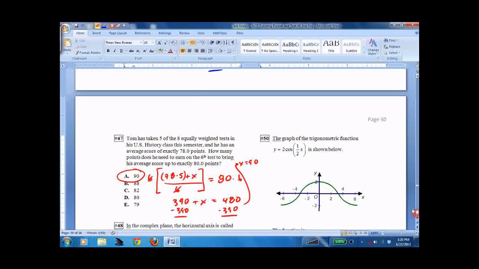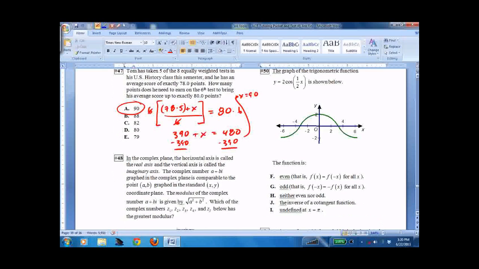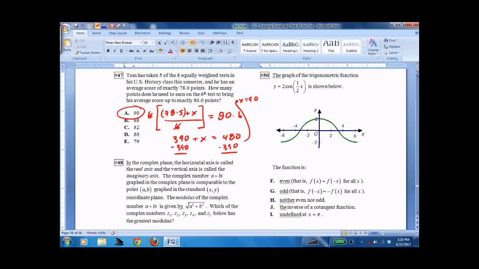Here's one of the easiest questions on the test, if you know it. This is a graph of cosine with some other stuff. And it asks, is the function even, odd, neither, an inverse, or undefined? Well, if you know even and odd, even just means that if I look at both sides here, I get the same thing folded over. So if I could take the page and bend it in half, this maps to here, and this piece maps to here, and they fall right on top of each other. So that makes it an even function.